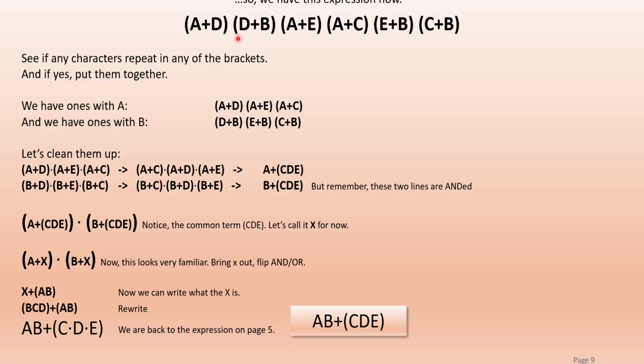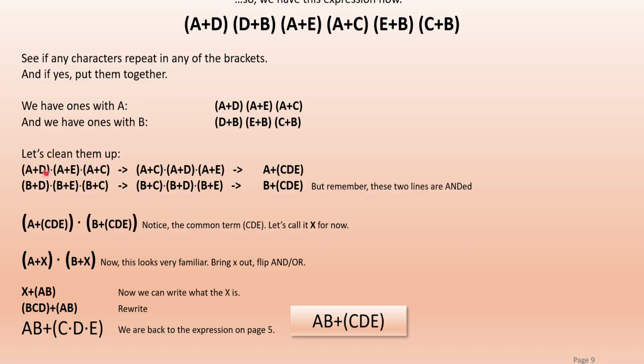Okay, so here's one with A, here's one with A, here's one with A. All right, so those three we can put together. And here's one with B, here's one with B, and here's one with B. So the ones with A's we can just put in one line, and those ones with B's we can put in the other line. We can clean them up a little bit. So all the common ones we can write first, just so they look prettier.